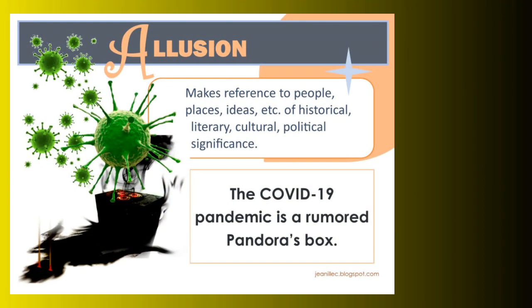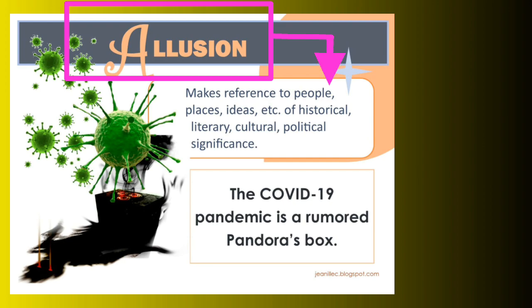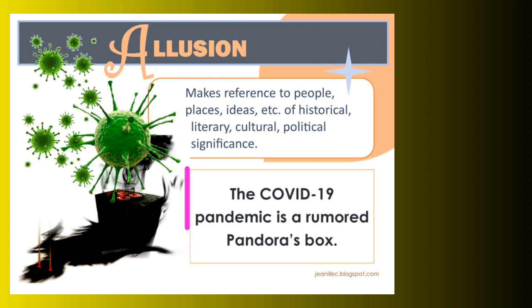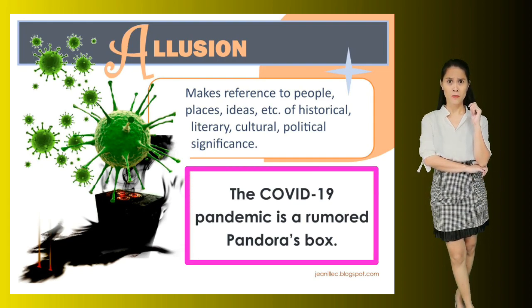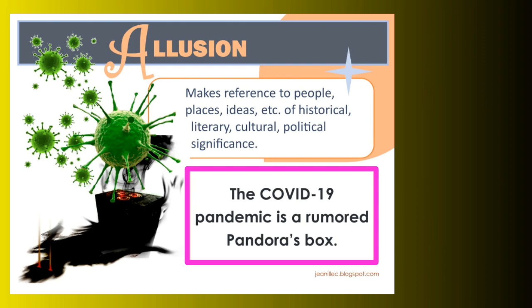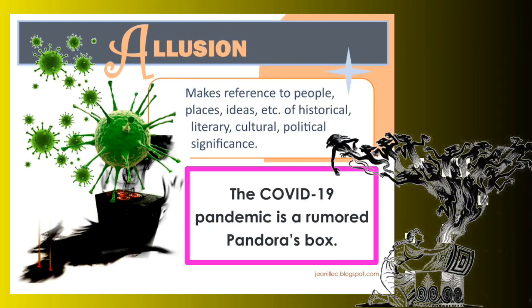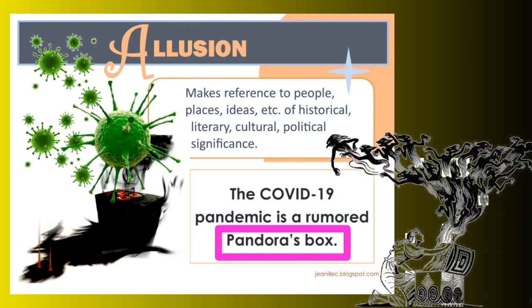Allusion. It makes reference to people, places, ideas, or anything of historical, literary, cultural, political significance. The COVID-19 pandemic is a rumored Pandora's box. To be able to identify or use an allusion, you must have knowledge about history, literature, and culture. In the statement, "the COVID-19 pandemic is a rumored Pandora's box," the allusion is the reference to the Pandora's box, which is a prominent object in Greek mythology.